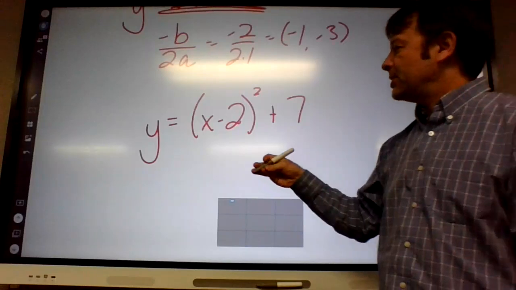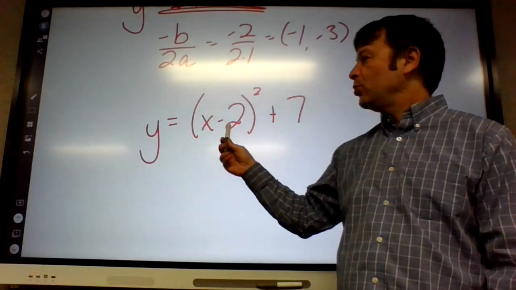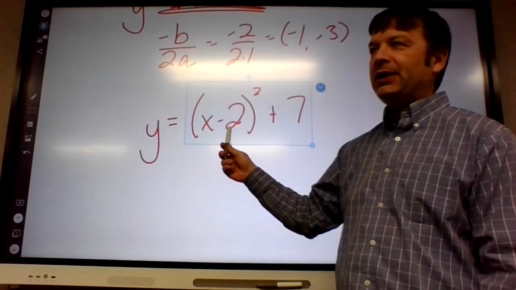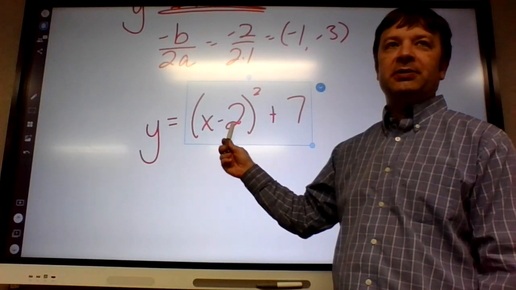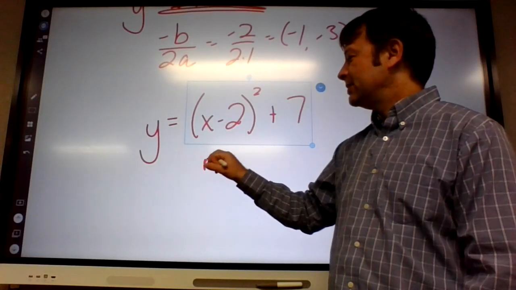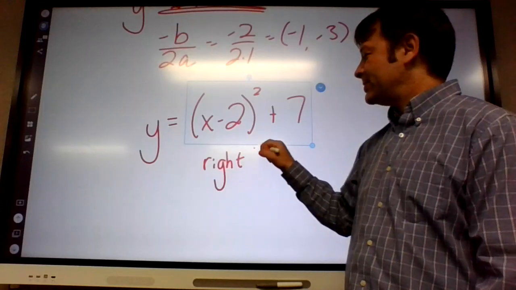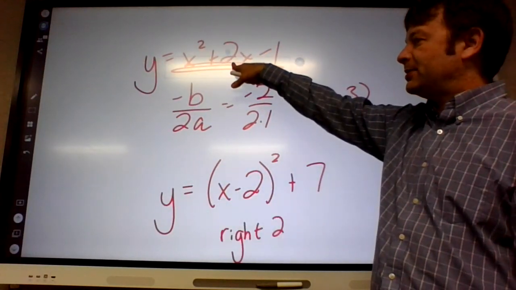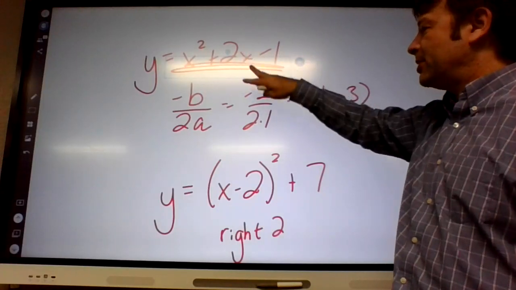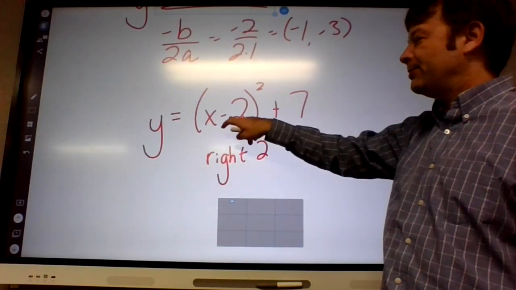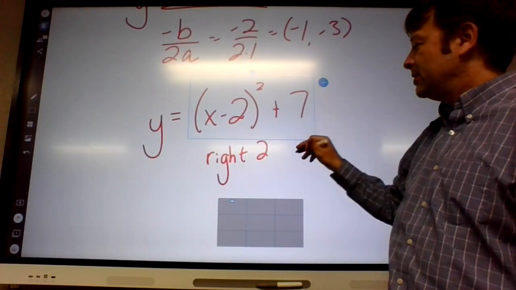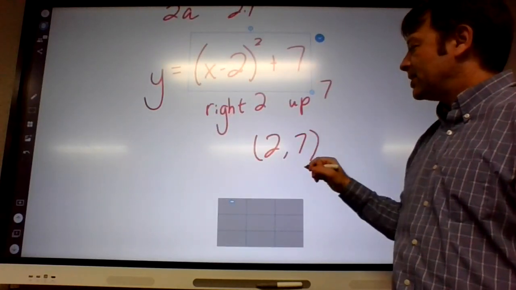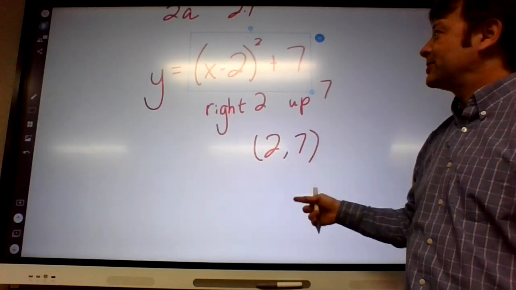Okay, so what do you think this -2 does to the graph? Left 2. Right 2. Yeah, you guys are a little bit rusty. So when it's in standard form, you can't really tell. It's a little bit complicated. But in vertex form, it moves right 2 and up 7, which means the vertex would be at 2, 7. See how easy that was compared to this stuff?